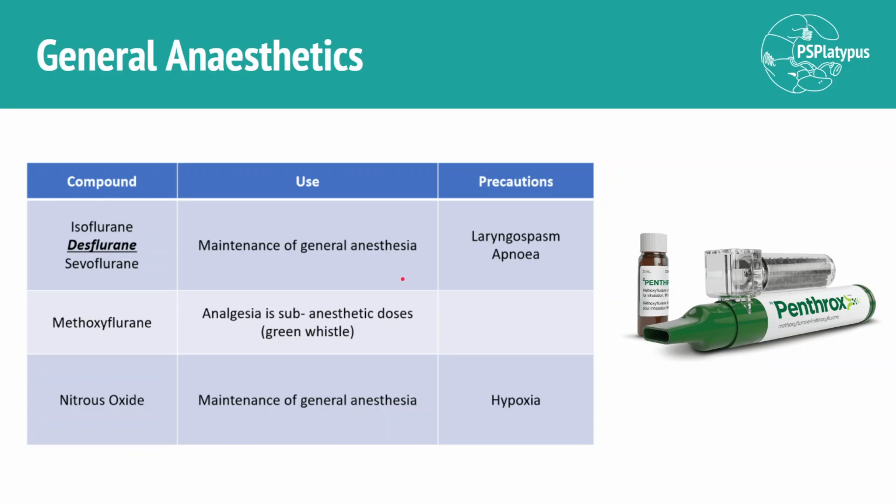And here's a quick slide taken from your lecture, just regarding the different names. It's important to know some of them and also know some of the precautions as well. Methoxyfluorine, you might know it as the green whistle, often given in emergency situations as an analgesic, but it also has a sub-anesthetic dose. And that's the end of this.